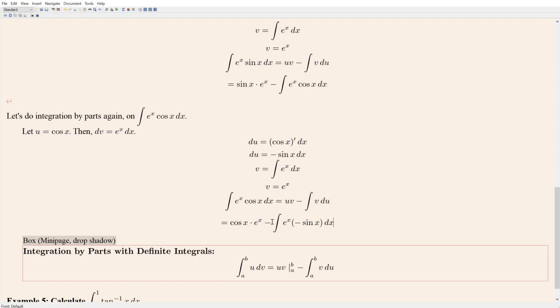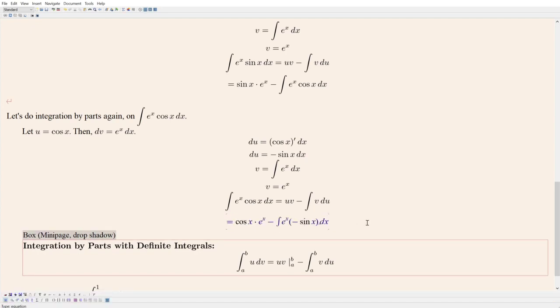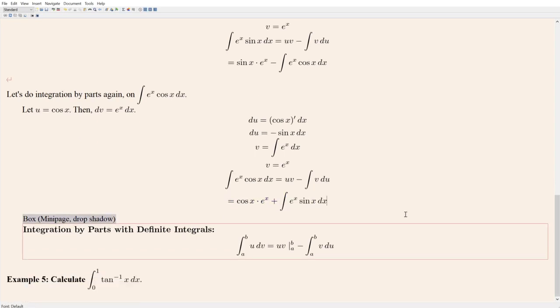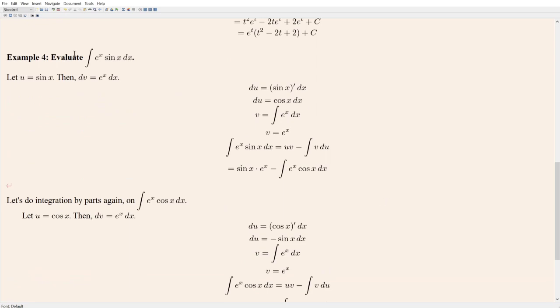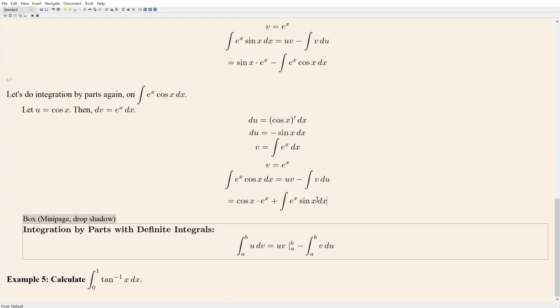And I don't like this negative and negative hanging out right next to each other, so I'm just going to pull that out front. Like so. Huh. Well, this isn't great. What's the integral that we're trying to figure out? It's e to the x sine x. What's the integral that we've ended up with? It's e to the x sine x. So integration by parts has taken us for a loop. We've gone in a circle. We've gone nowhere. Or have we?